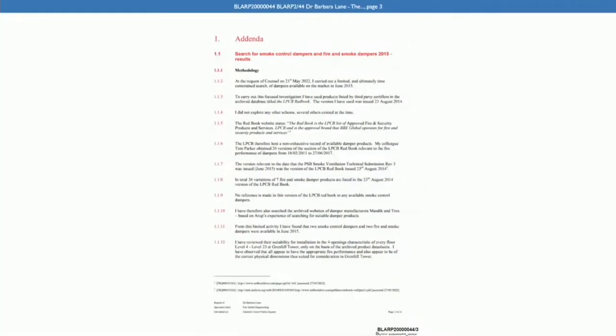Mr. Marnie's evidence was that smoke control dampers weren't used because none were available on the market at the time and because the dimensions and size wouldn't work with the size and position of the shaft. Now, Dr. Lane, in her addenda and errata dated the 30th of May 2022, if we can go to that, BLARP 25044, on page 3 in section 1.1.11 here on this page.